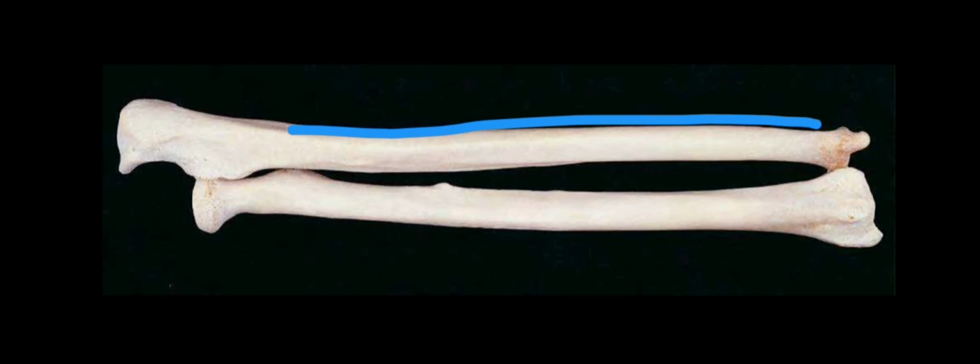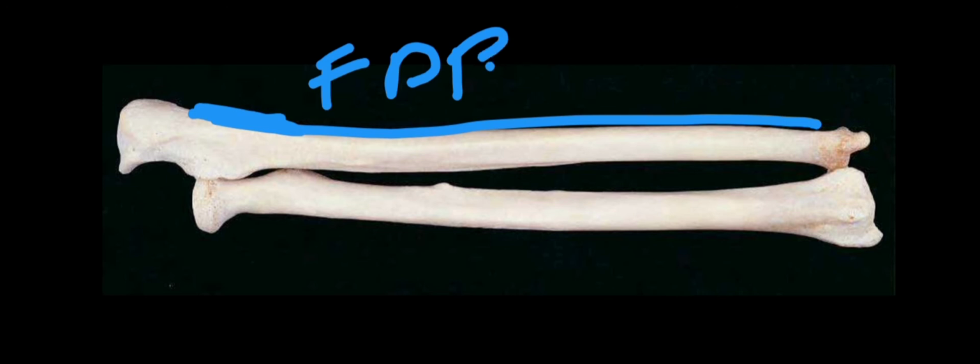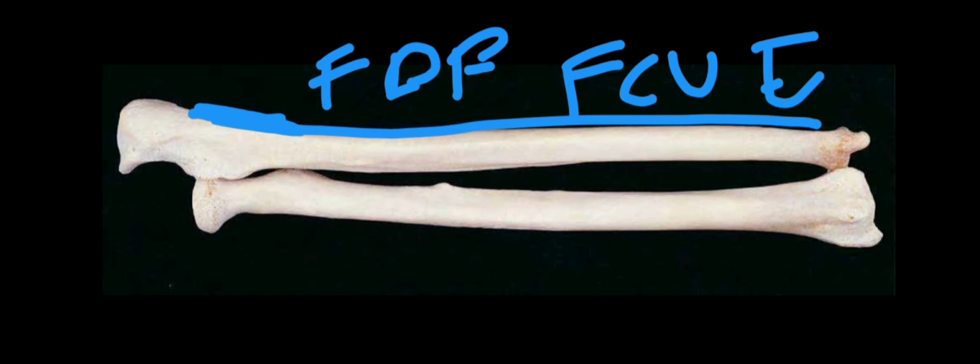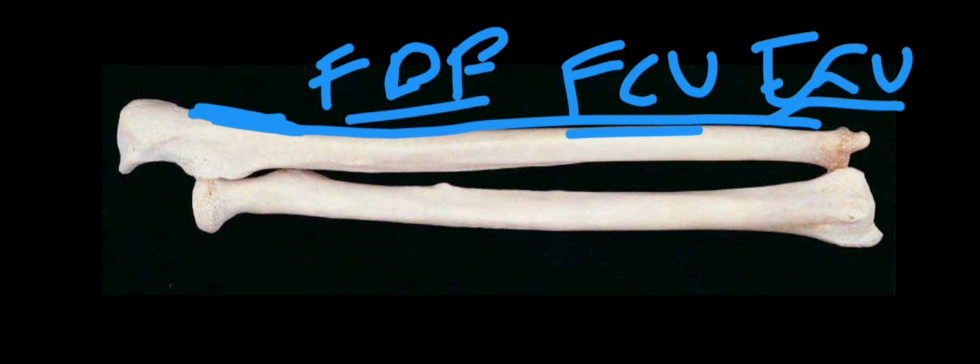which extends from the triangular area and the posterior surface of the olecranon process up to the styloid process, and it gives attachment to three muscles through a common aponeurosis. The three muscles are flexor digitorum profundus, flexor carpi ulnaris and extensor carpi ulnaris, through a common aponeurosis on the posterior border.